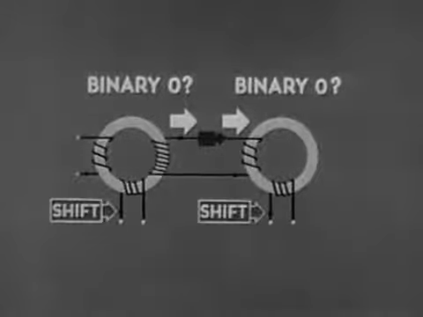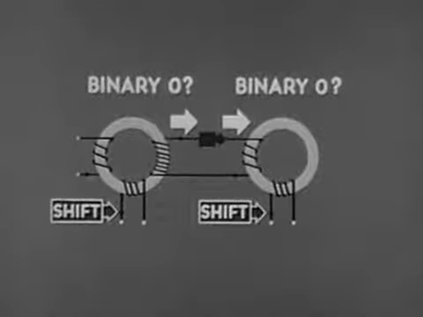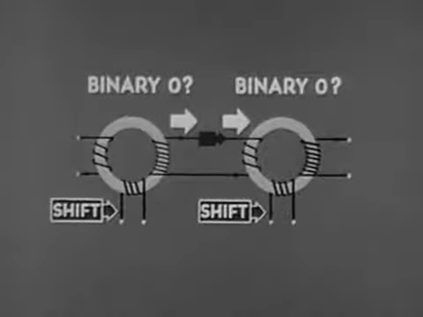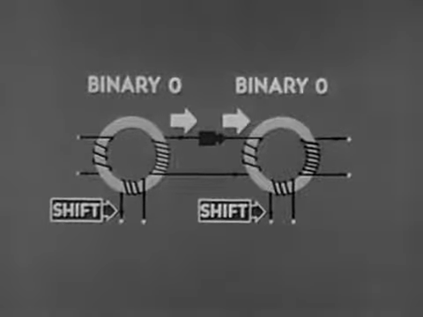The shift winding shifts or transfers bits from one core to the next, as these two will demonstrate. But we'll complete our diagram first by giving the second core an output winding that is identical with the first core's output. And for this example, we'll assume that both cores are in the 0 state.